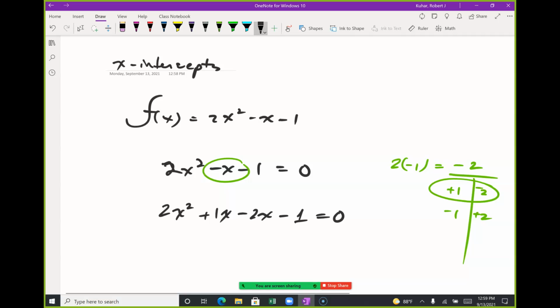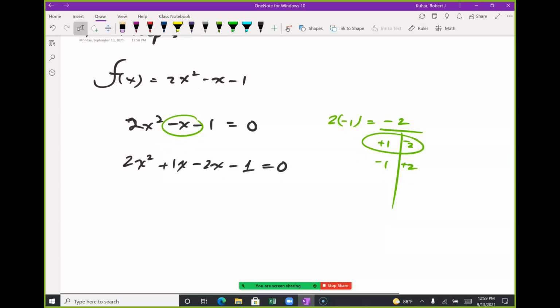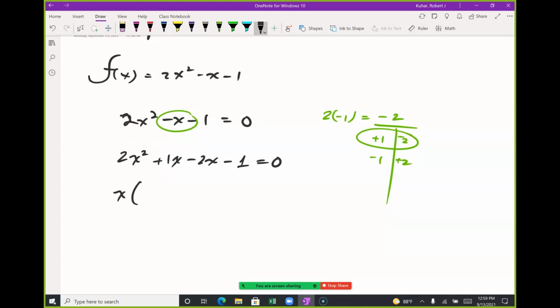So this is all that factoring we did in 8th grade or 9th grade or 10th grade. If you need to review it, please do so. I'm going to factor by grouping here. I can take out an x from the first 2 terms. I can take out a -1 from the second 2 terms.